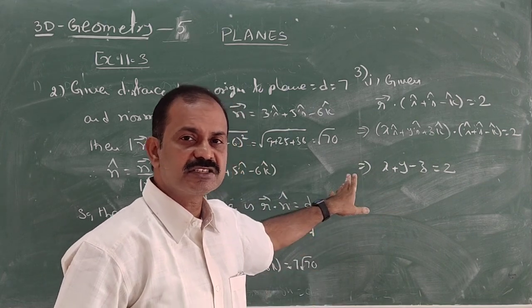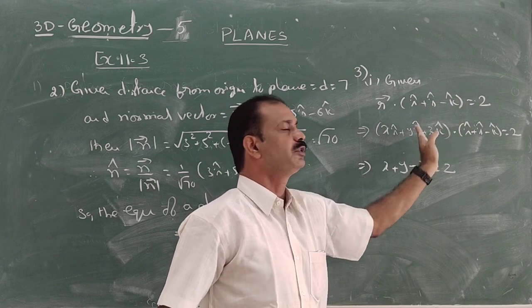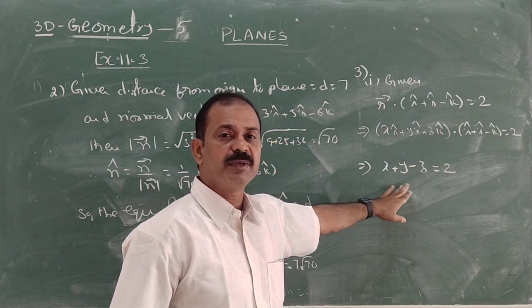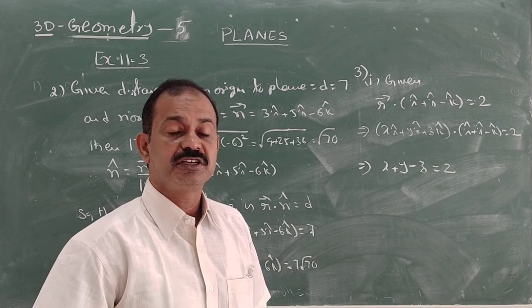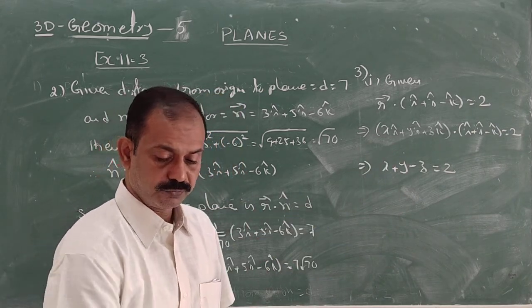So I hope it is clear, children. Just replace r by xi, yj, zk, then do the dot product, which automatically will become the equation of a plane in Cartesian form. Next, we'll come to the fourth problem.